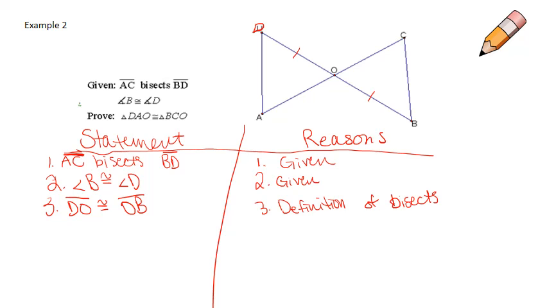So that's our reason. We know that the definition of bisects means cuts exactly in half or makes two line segments congruent. So that's our reason. And we may not have used that before, but we can definitely use definitions for our reasons. Okay, what other information do we know about the diagram?